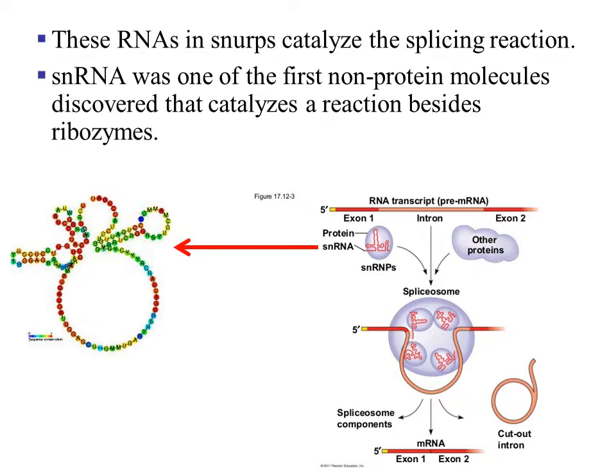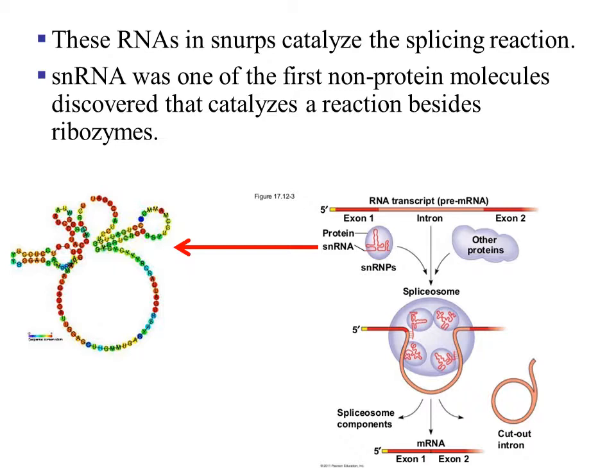These RNAs act as catalytic molecules. It is called snRNA. It makes up the SNRP. snRNA was one of the first non-protein molecules discovered that catalyzes a reaction besides ribozymes. Remember, most of the enzymes that we've heard of are protein-based. We even looked at an enzyme in lab. We put the enzyme in ice, and it hindered the product formation. Then when we put it in boiling water, it destroyed the product formation. That was an example of a protein-based enzyme.